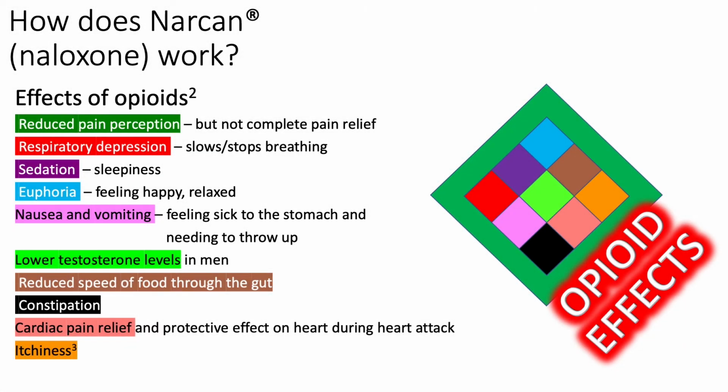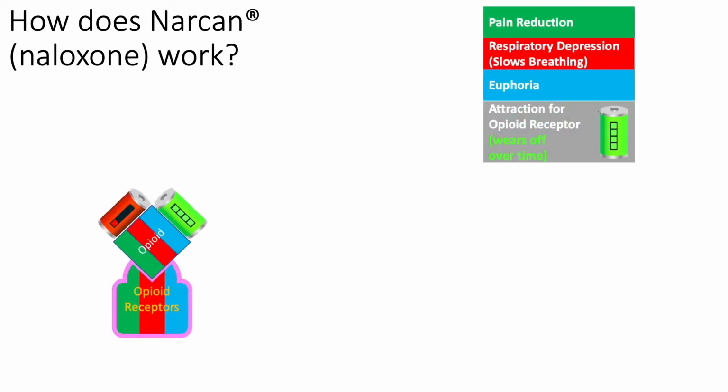Opioids have numerous effects, but how does Narcan alter or modify the effects of opioids on the body? In particular, how does Narcan stop an overdose? Here, the opioid receptor is outlined in pink and shows just a few of the pathways that opioids affect.